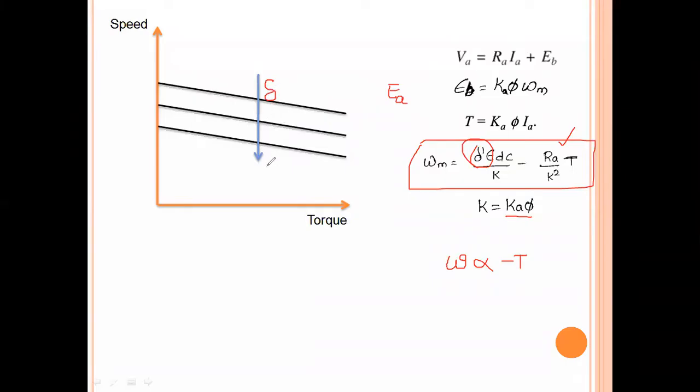When delta goes down, then speed also goes down. So for this waveform, the delta value is minimum. For this, the delta value is better, and for this, the delta value is more. So when you decrease the delta value, the speed automatically comes down, because you can see omega is directly proportional to delta. So if you want to increase the speed, we need to increase the duty cycle.